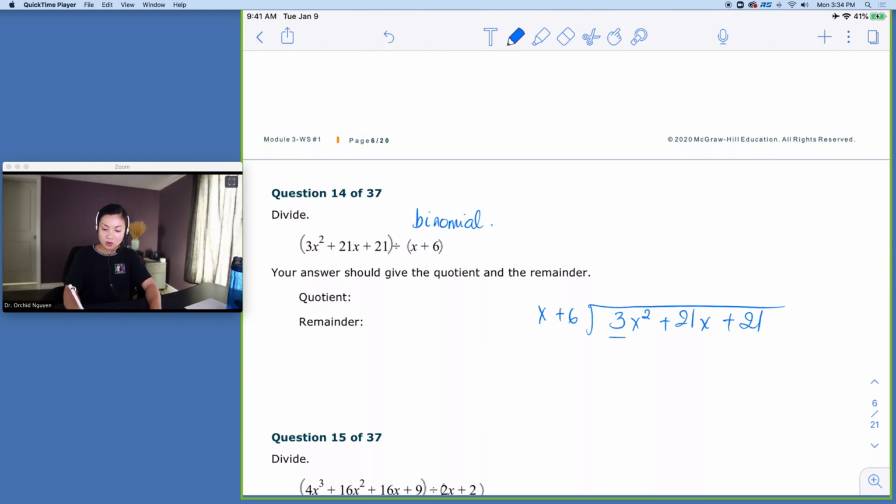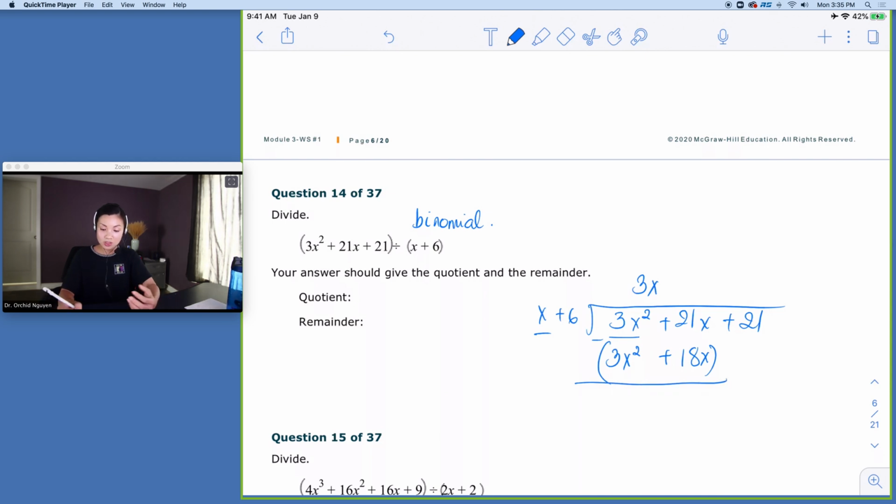Okay, so what do we do? We take 3x squared and divide by x. We get 3x. And then you multiply 3x by x, so 3x times x is 3x squared. And then we multiply 3x times 6, so that's going to be 18x. And then we subtract. So this is exactly like long division, right? We go through the same steps. So subtract. We better get 0 here.